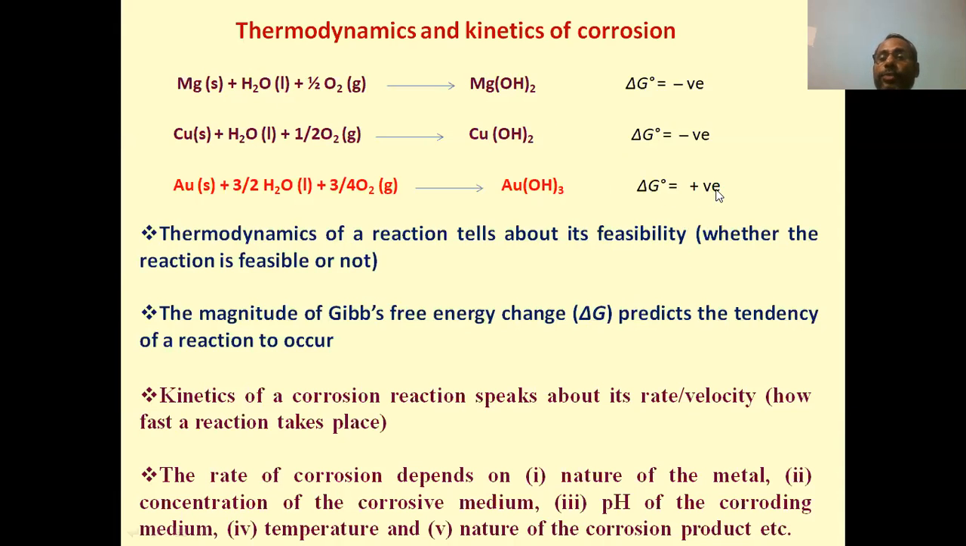But here del G is positive. That means gold does not react with it and does not give this product. Means this reaction does not exist, whereas these two reactions are possible. So this feasibility or possibility of a reaction is explained by thermodynamics, right?